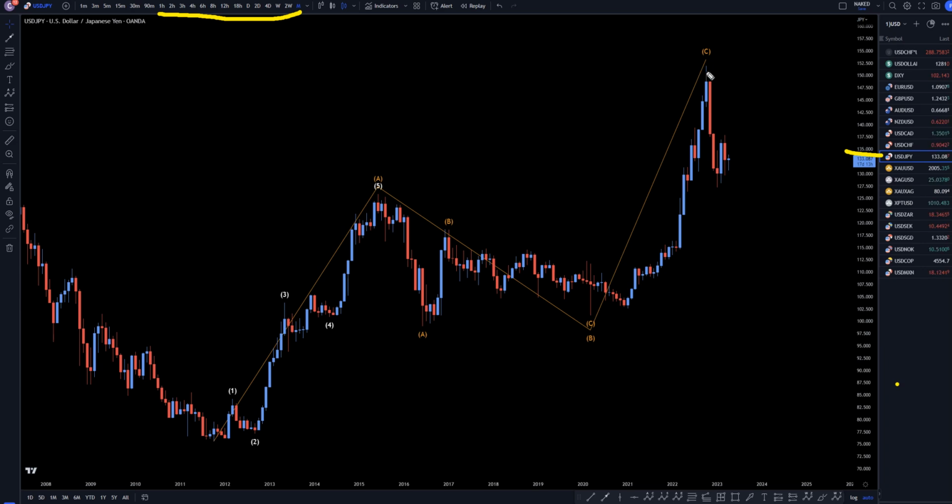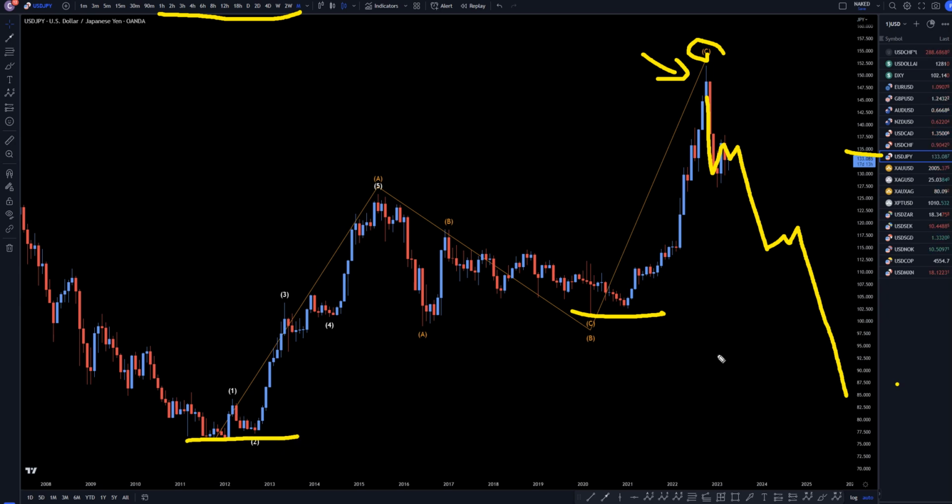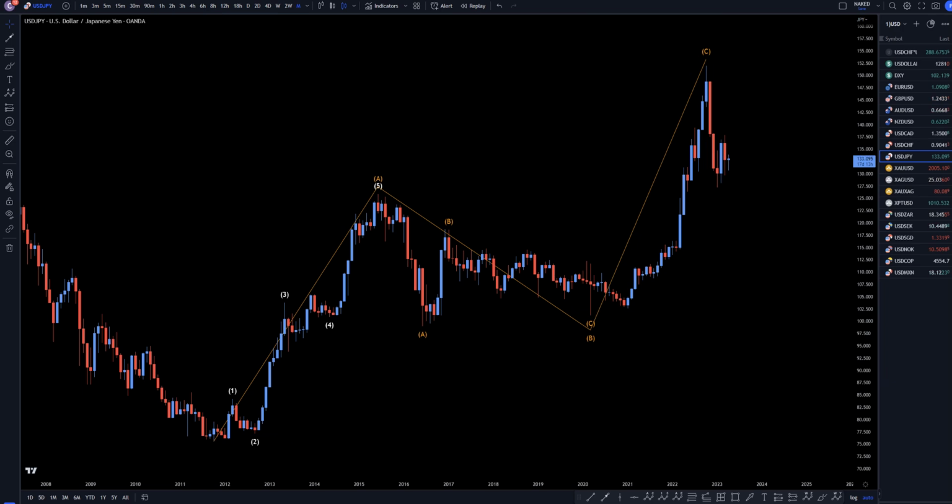So on the monthly US dollar yen, I still think this is the end of a correction right here. If that is the end of a correction, then this will actually end up continuing the downtrend, most likely taking out this low and eventually probably taking out this low down here and continuing the downtrend. But we do have to remember that we are on the monthly, so this is going to take a very, very long time to play out.